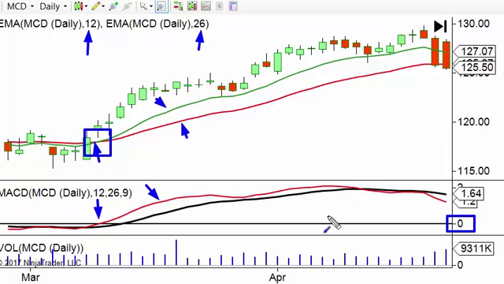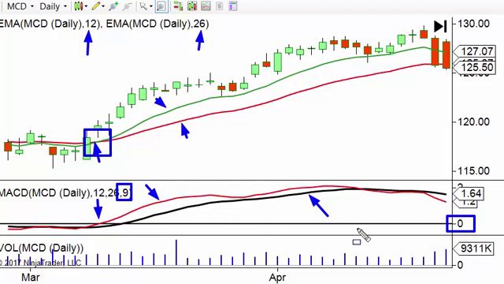Now the black line here, that's called the signal line, and that's just a 9-period moving average of the MACD line, of the red line. So it's just a 9-period moving average of the red line. That's all that is. So that's how you read the indicator.